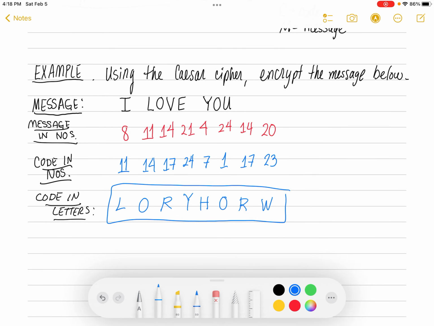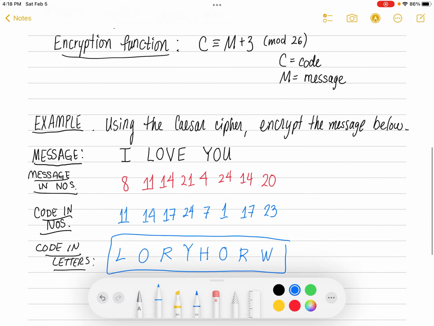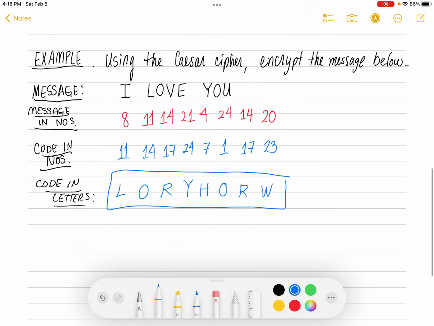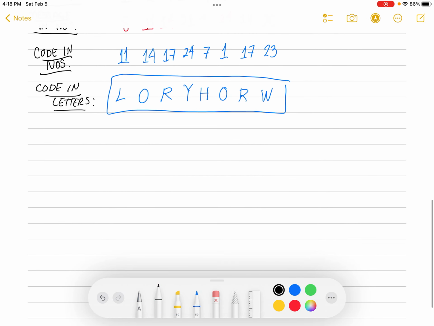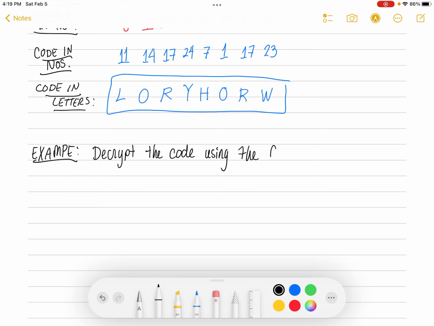All right, let's do an example of decrypting using the Caesar cipher. So we just encrypted using the Caesar cipher. Now we want to decrypt. Another example, but decrypting this time. Decrypt the code using the Caesar cipher.